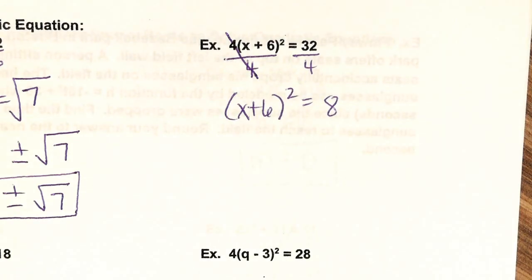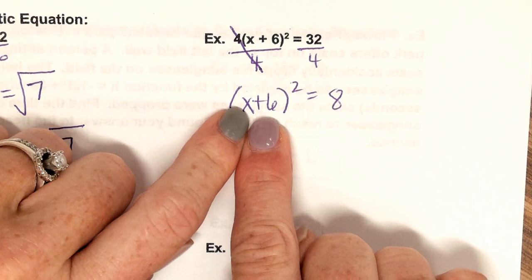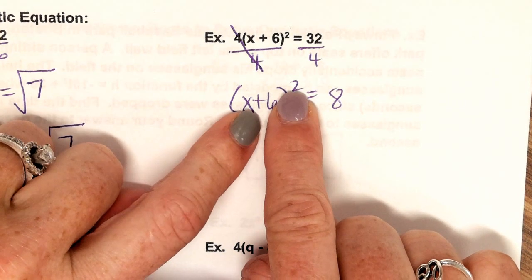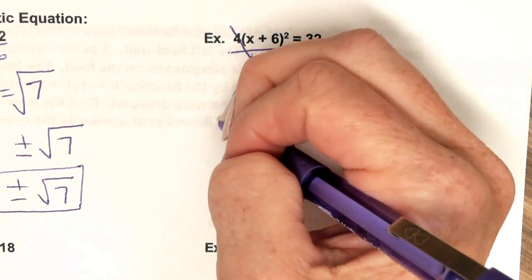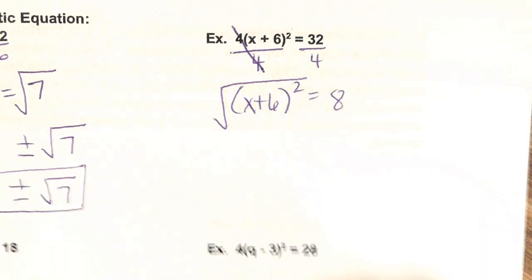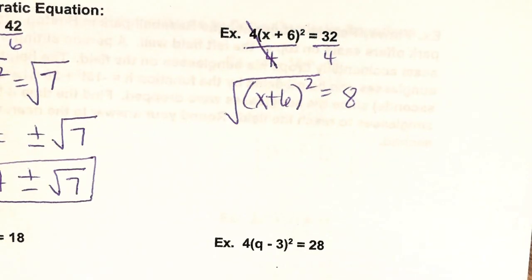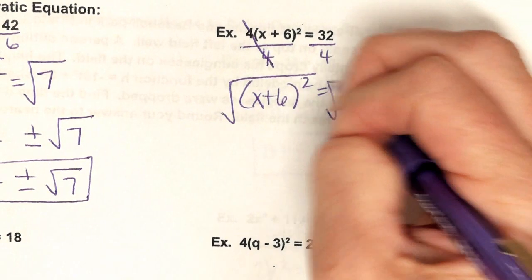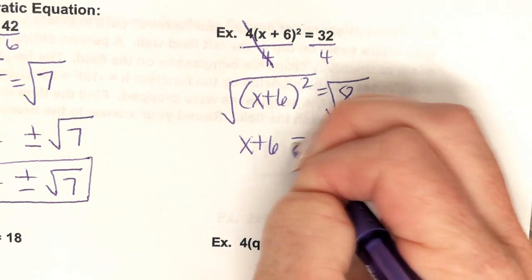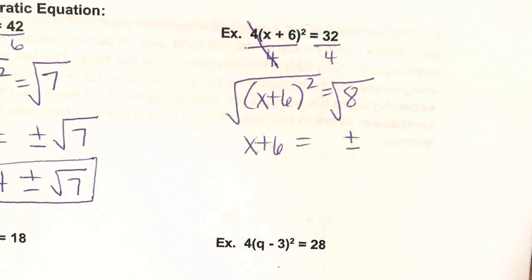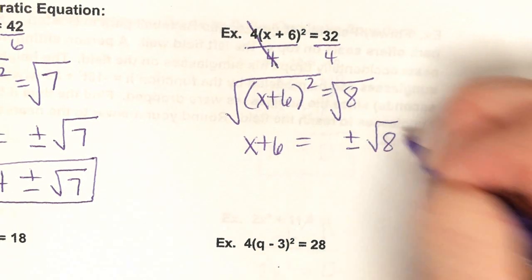Now, I cannot get rid of the plus 6 like normal because this whole side is being raised to the power of 2. So to counter that, to do the inverse operation, because the whole side is being raised to the power of 2, the whole side can be square rooted, and that will now cancel it out. I can now square root the other side. I now have x plus 6 is equal to the positive and negative answer to the square root of 8.